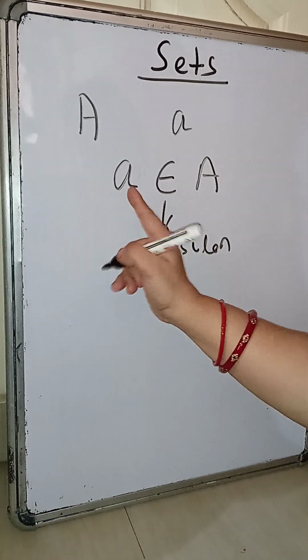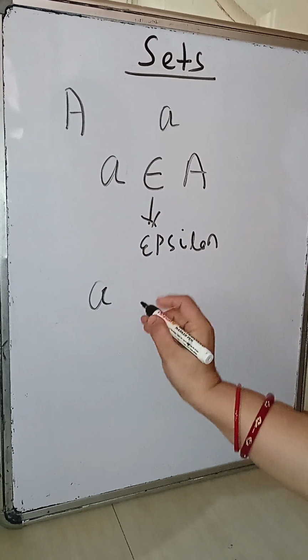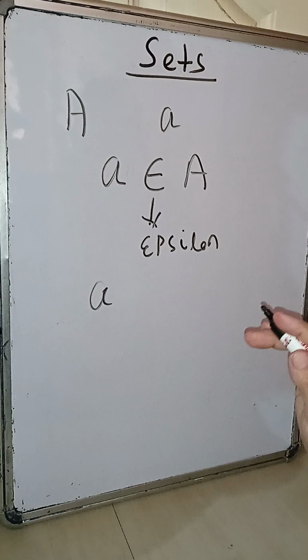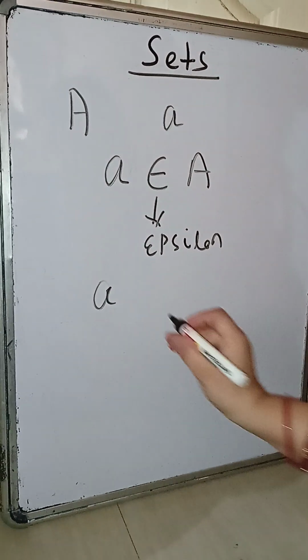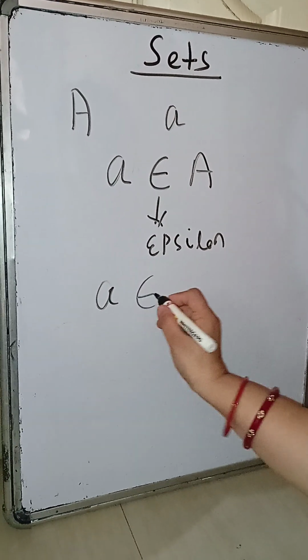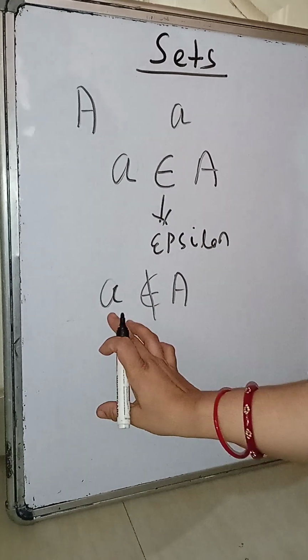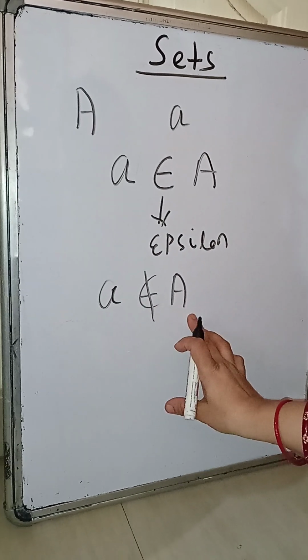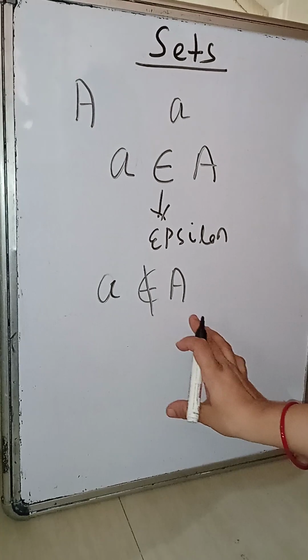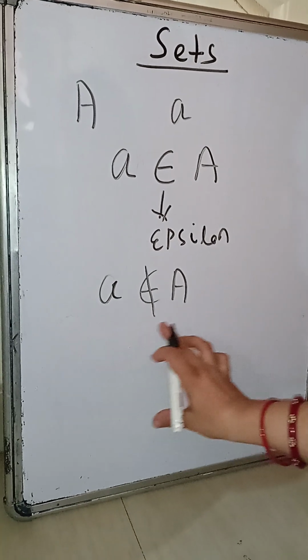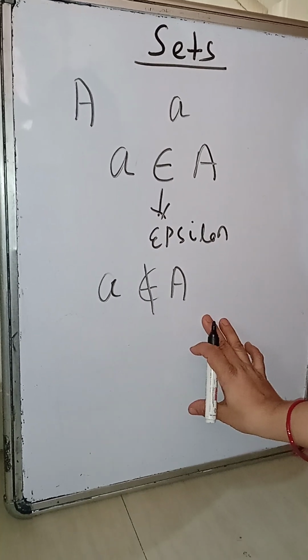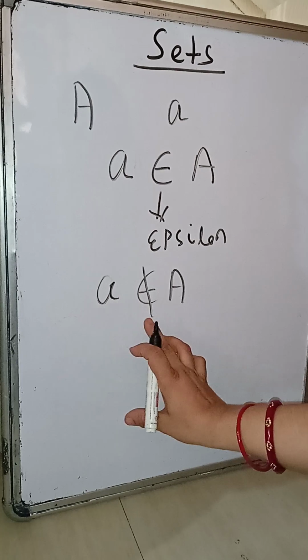Suppose the element a is not present in the set A, then how do we represent it mathematically? We will say a does not belong to set A. The element a does not belong to set A, means the element a is not present in the set A. We represent this mathematically like this, and we read it as: a does not belong to A.